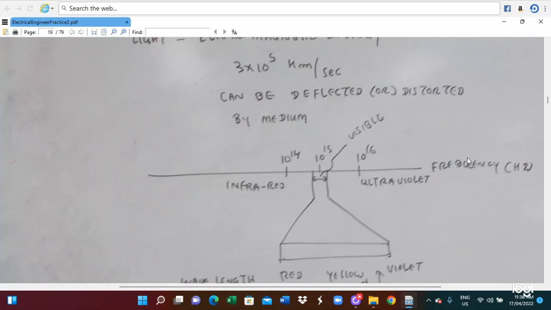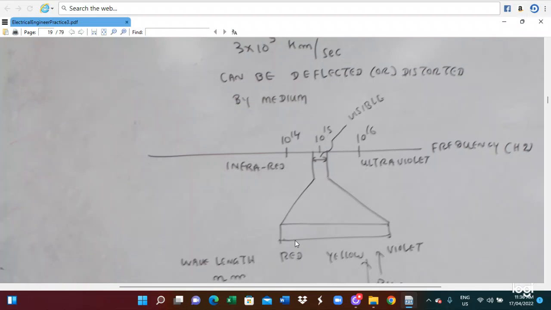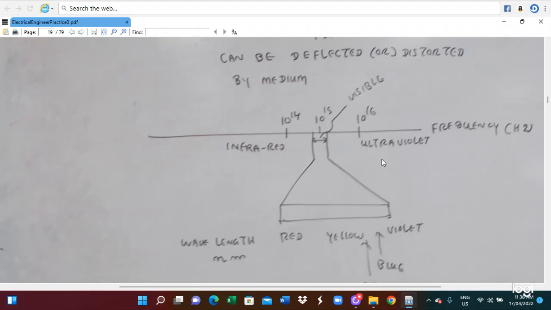Here is a frequency range. So this is the frequency range and the wavelength of the electromagnetic wave. Within this range, it will be visible. So this is the visible range, about 10 power 15 hertz in frequency. In that range, you can see the light.